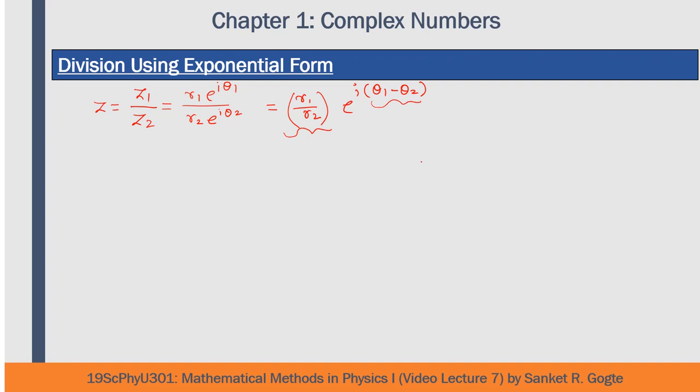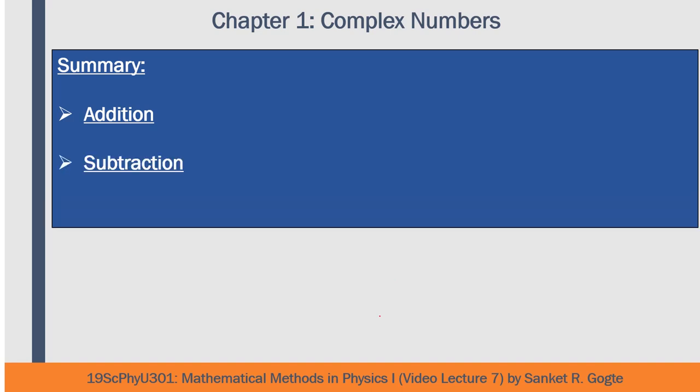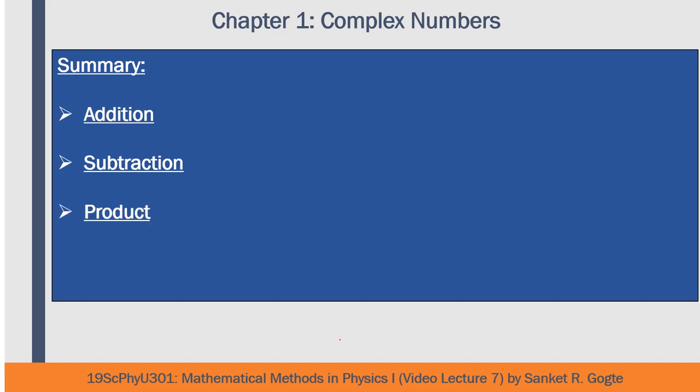That was the last operation I wanted to consider in this video lecture. Let's now summarize. We saw how we can add two complex numbers. When adding complex numbers, it is always a good idea to keep the complex numbers in rectangular form. Subtraction is very similar to addition, and both of them are just like adding or subtracting two-dimensional vectors, and they follow the parallelogram law of vector addition. Then we considered the product. It is good to have the complex numbers in exponential form to find the product of complex numbers. You should always switch between the forms of complex number depending on the operations you are trying to do.